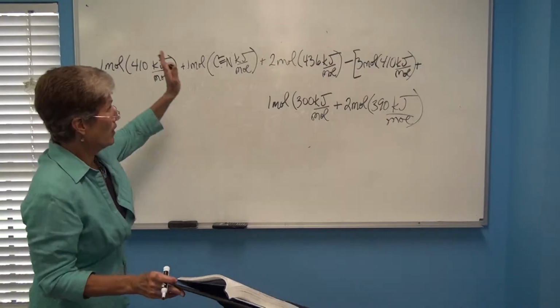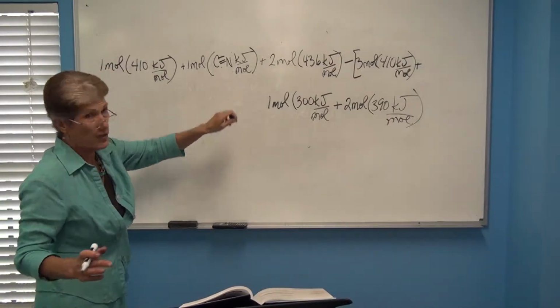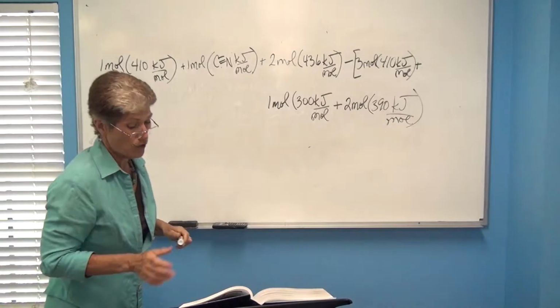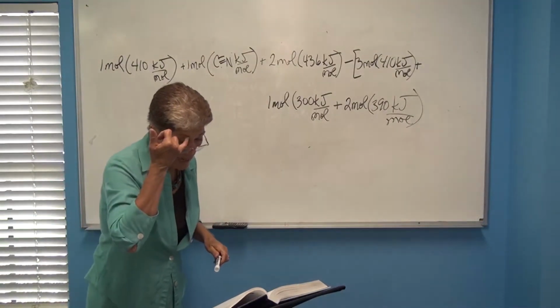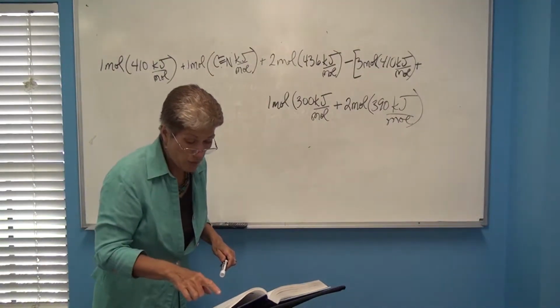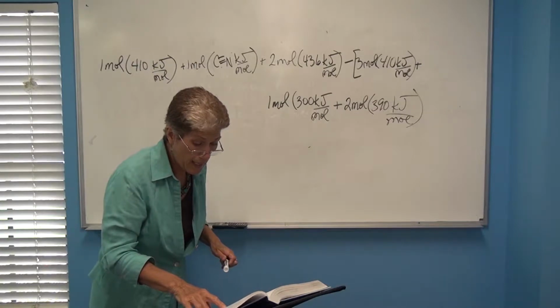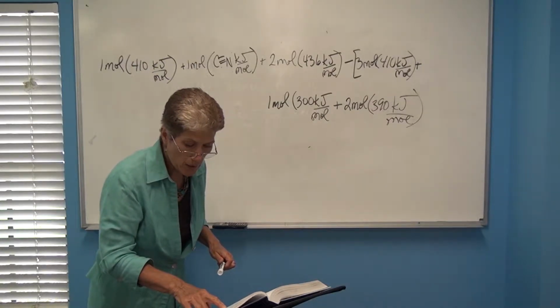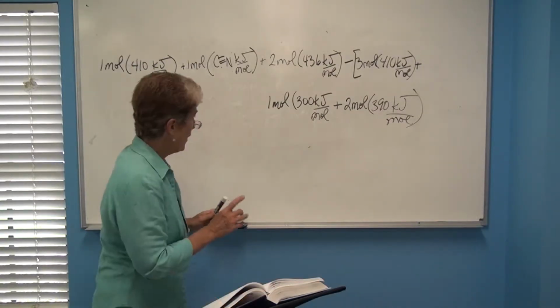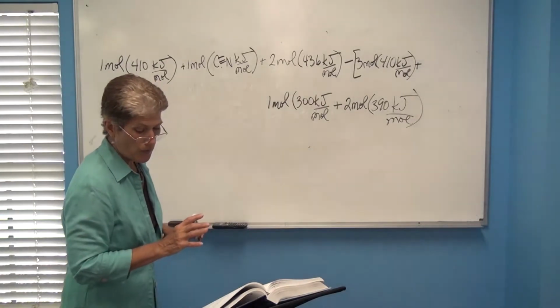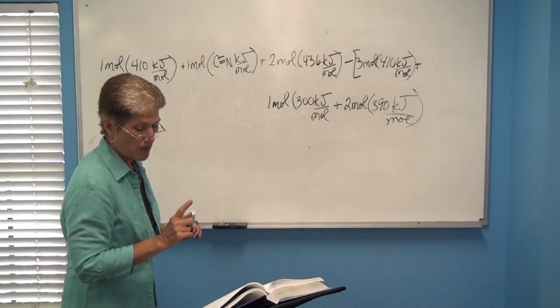So you're going to add all that up and solve for this one. And that's how you're going to get your answer. And your answer is going to be 900 kilojoules. Okay, this gets a little weird on the significant figures.